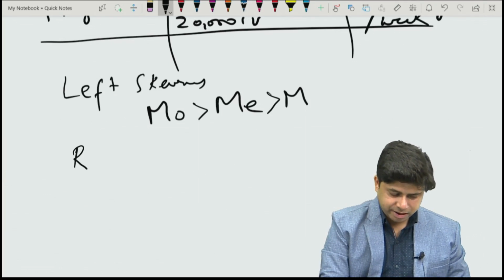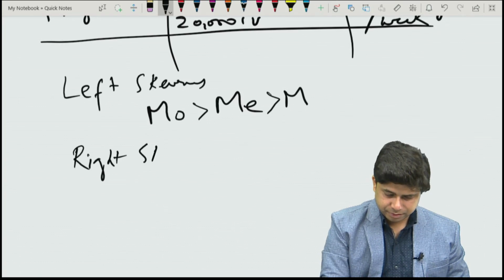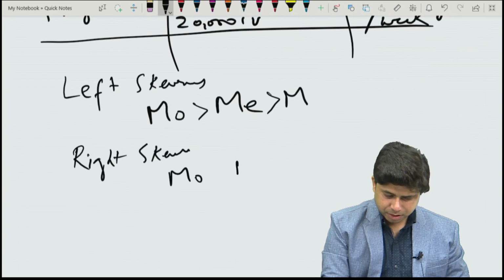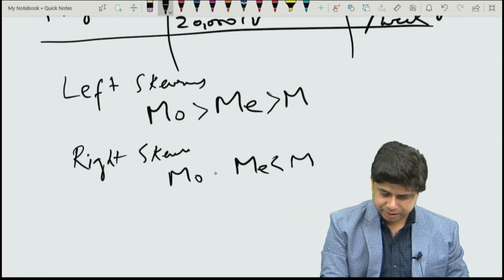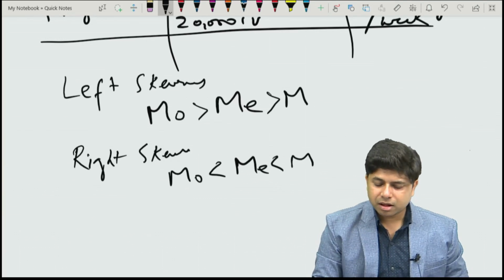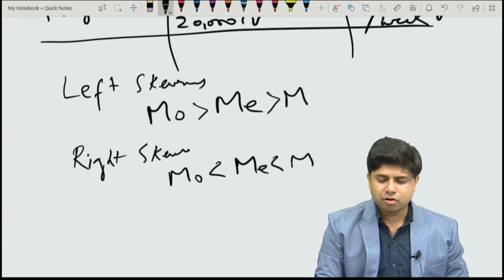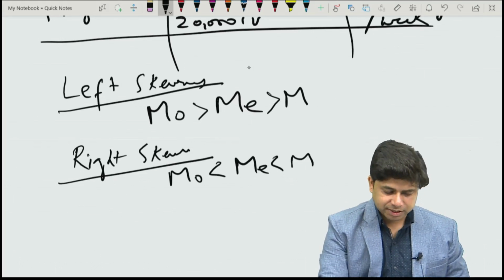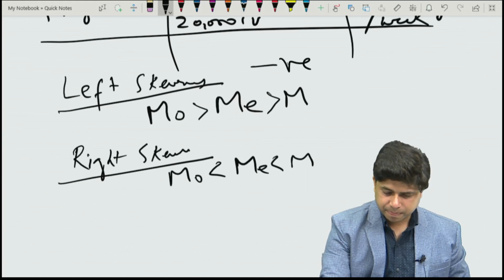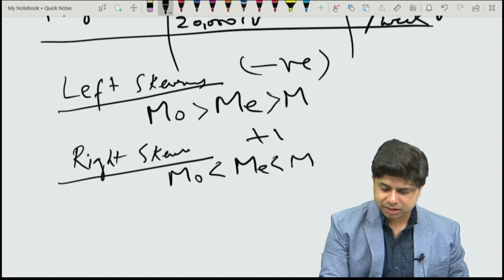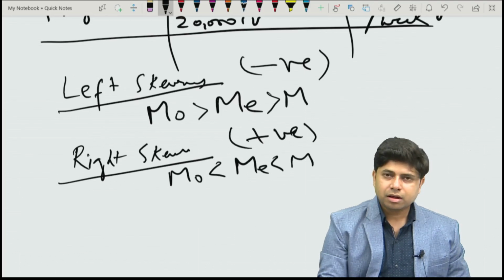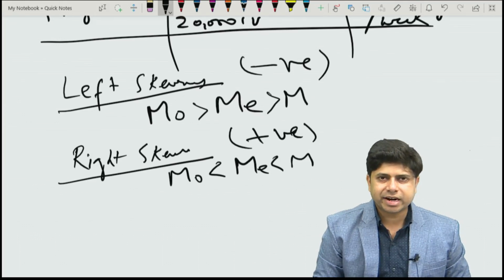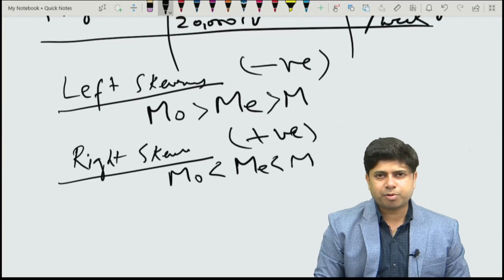For right skewness, the order is the same but in reverse. Mean is more than median, which is more than mode. So these are the orders. And what is left skewness? Left skewness is negative and right skewness is positive. We have already discussed in the previous videos about the skewness and how it is left and right skewed and why it is negatively or positively skewed.